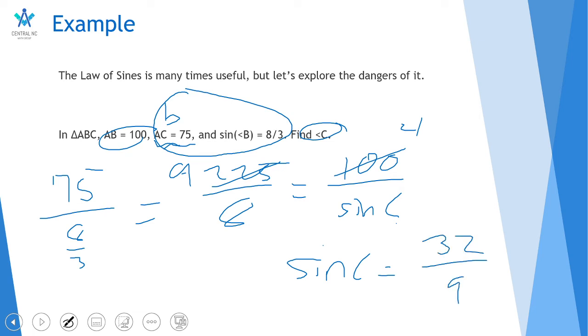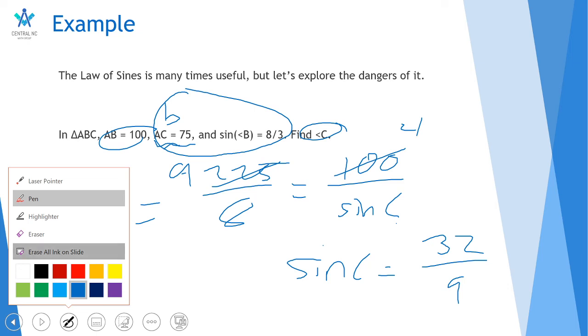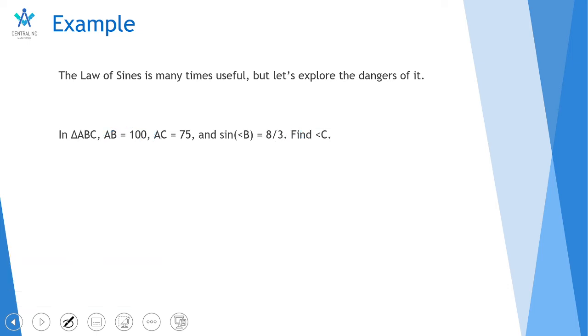9. These are not the numbers that I expected. That's kind of awkward, because you can't have a sine that's 32 over 9. That's very awkward. Wait a minute. What happened? I think I meant for sine of B to be 3 over 8. That makes sense, right? I think that's what I meant.